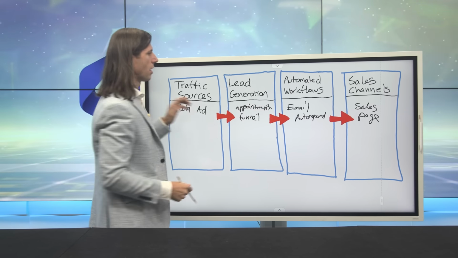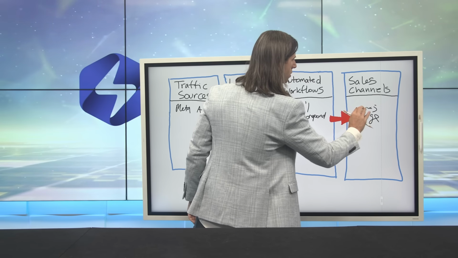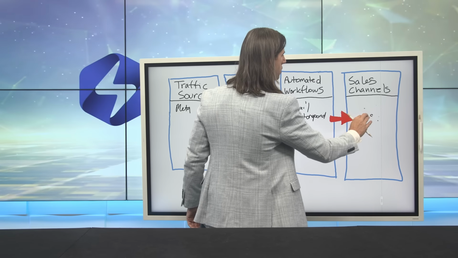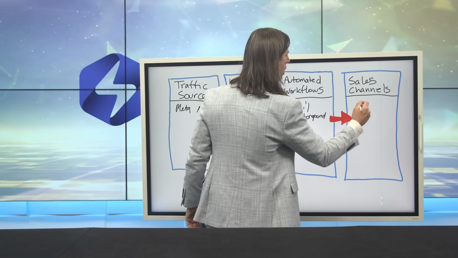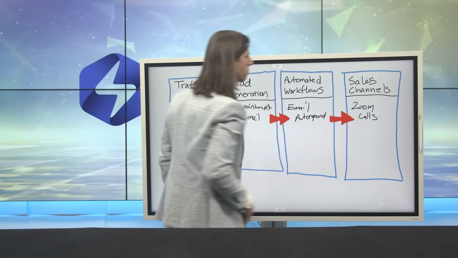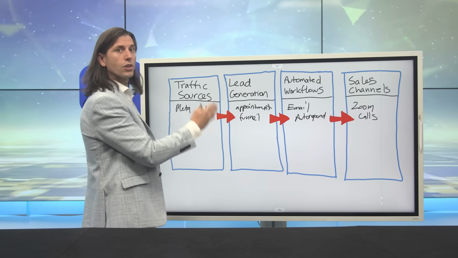Okay, you got email autoresponder, and then instead of a sales page, because nobody's going to buy an expensive coaching package off of a sales page, maybe you do Zoom calls. Okay, whatever that might be. But the key is understanding here that this is a flow.